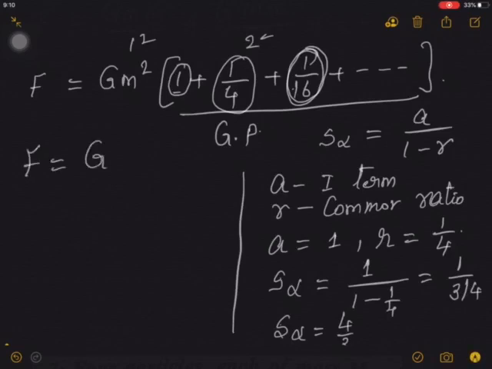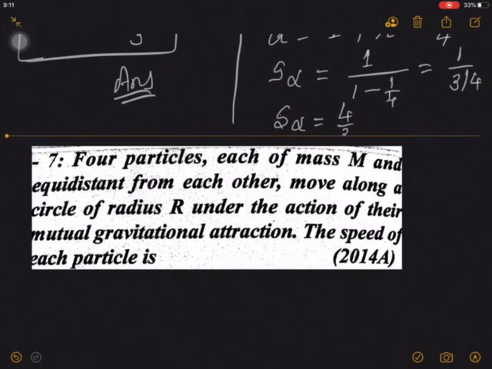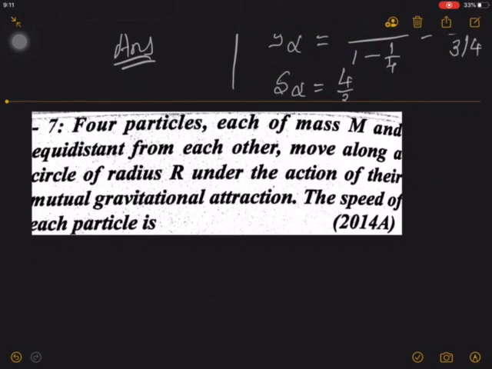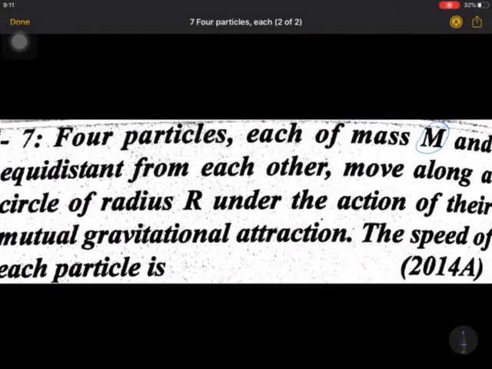By combining this value, F is equal to G m square into 4 upon 3. This F is equal to 4 G m square by 3. This is the force acting on this one. This is the required answer for this one. And let us see the next question immediately.